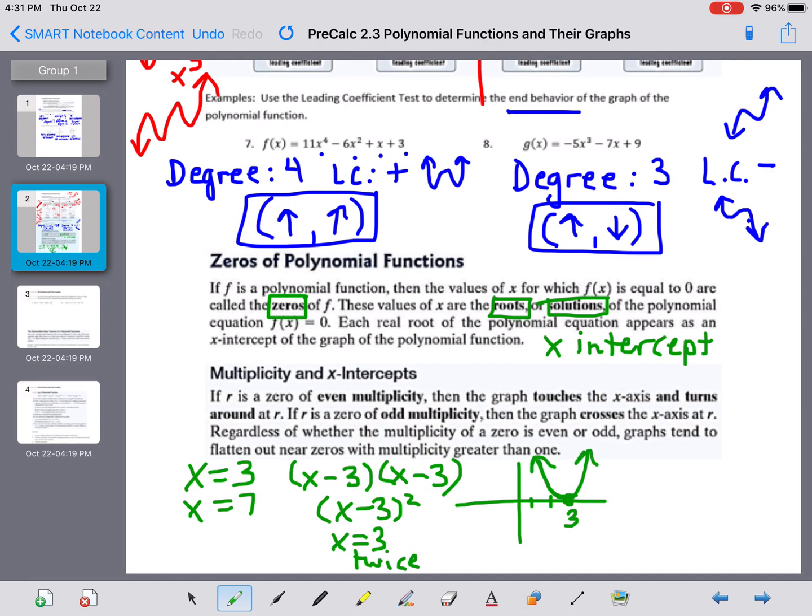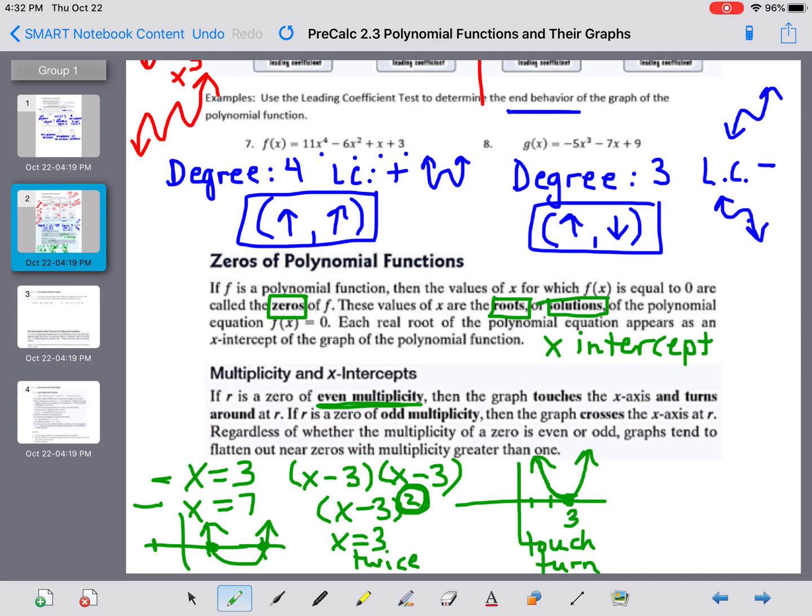So this is the deal. When you have even multiplicity, so this root is showing up 2 times, that's an even number, then your graph touches and turns. This graph touched and turned at the 3 because there were 2 of them. When you have something like x equals 3 and 7, you have 3, you have 7, something like this, and your graph went through both of them. So this time your x of 3 was once, and this time your x of 7 was once.